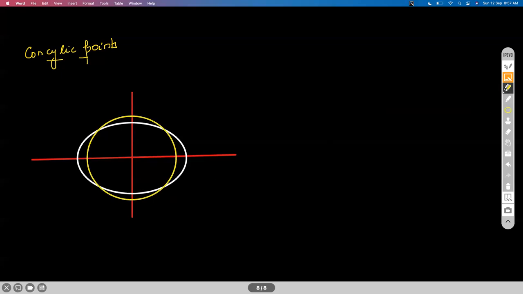Okay. Let us say these two geometric figures intersect. Let's say they intersect at these four points, P, Q, R, S. So these are the points where the circle and this ellipse intersect.